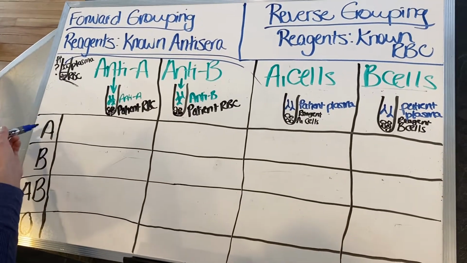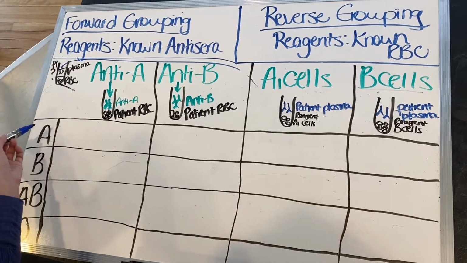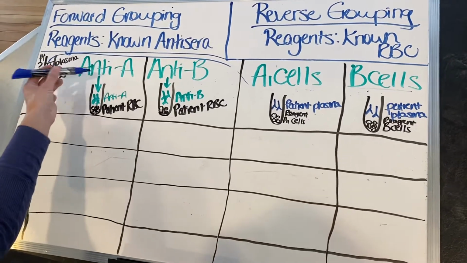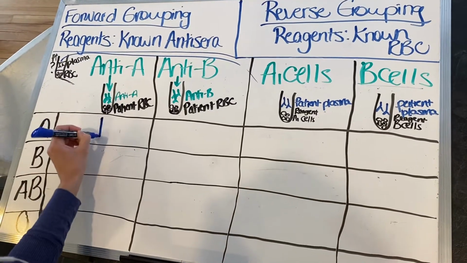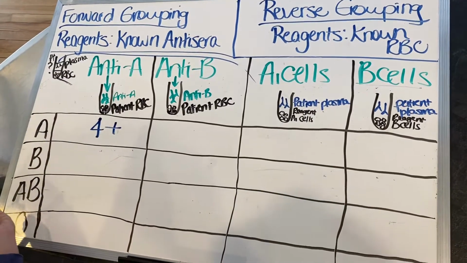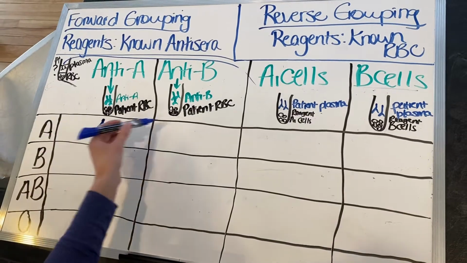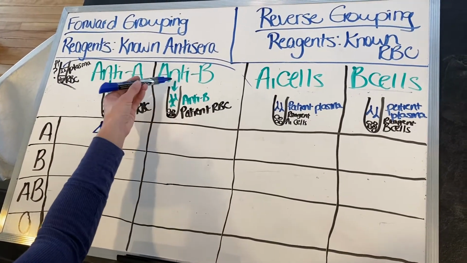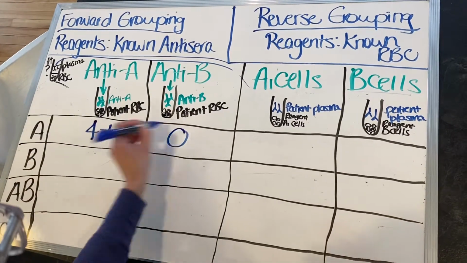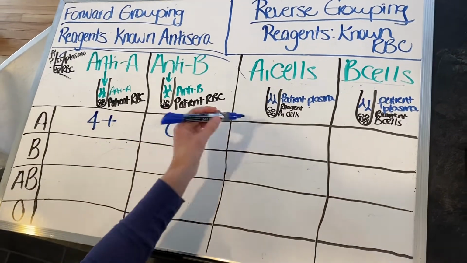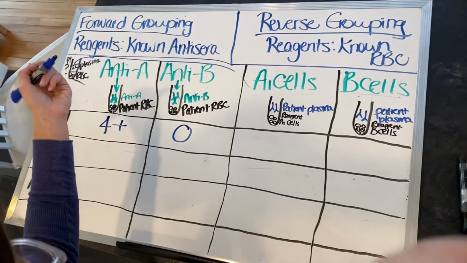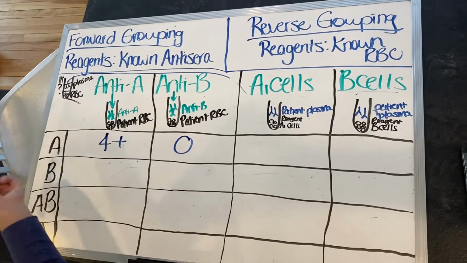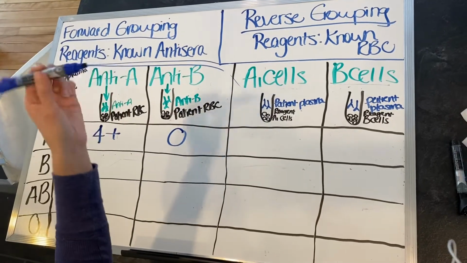So if we have a group A person with A antigens on the red cell surface, those A antigens should react with anti-A reagent, so we're going to get a nice strong 4+ reaction. Those same red cells don't have B antigens, so they should not react with any anti-B antisera, and you'll see a negative reaction. Then we take their plasma, which, if they're group A, should have anti-B in it.